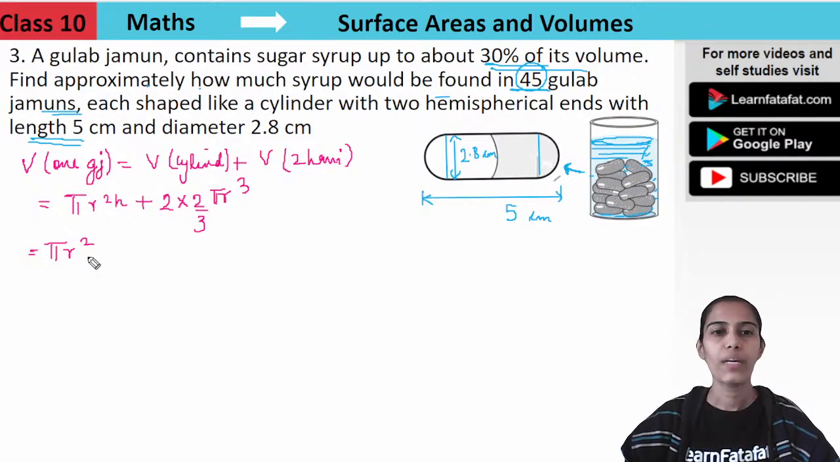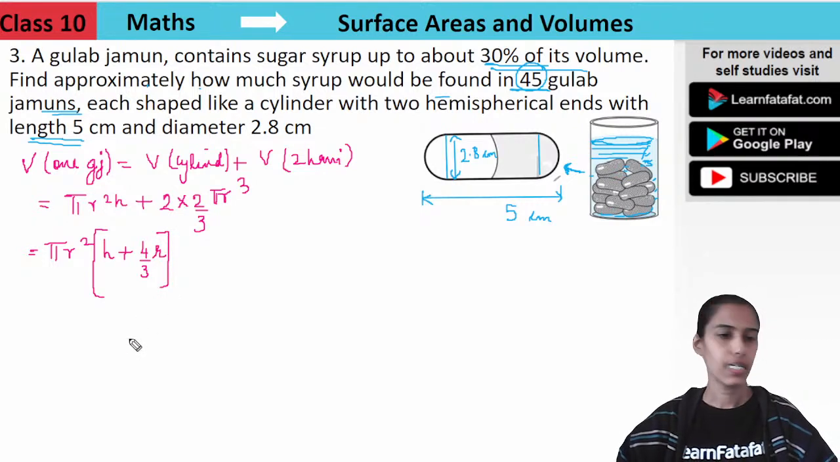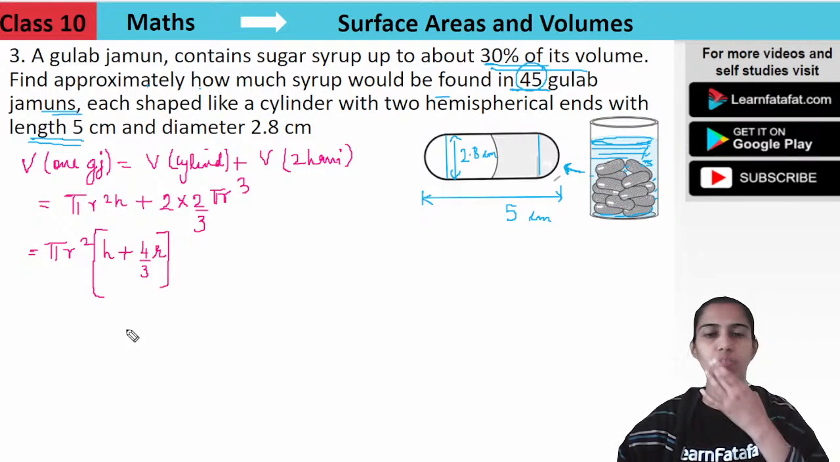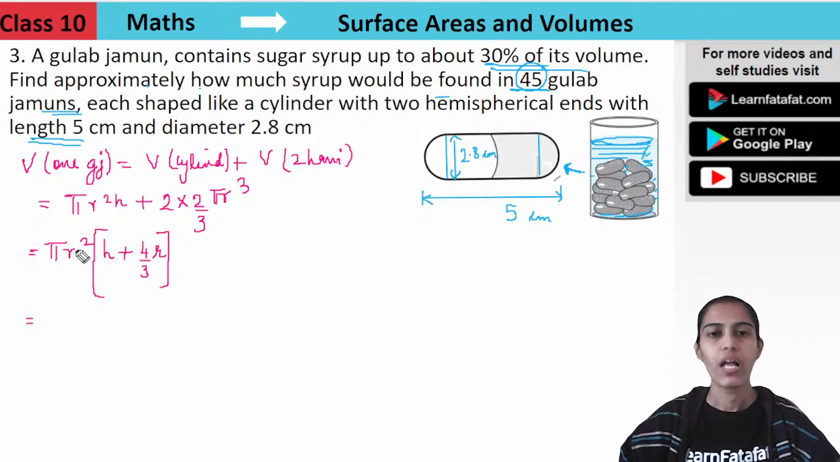So pi r square common करने के बाद ब्रैकेट में what am I left with? Height plus second bracket में क्या आएगा? 4/3 r. Correct? Is this correct? Are you getting it? And now let's put the values. So pi r square बाद में substitute करते हैं, पहले ये bracket solve कर लेते हैं.